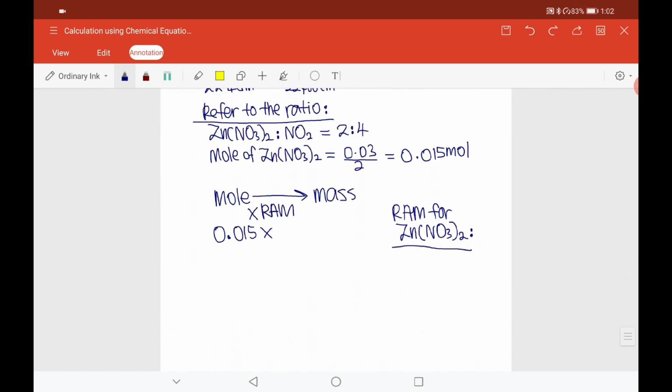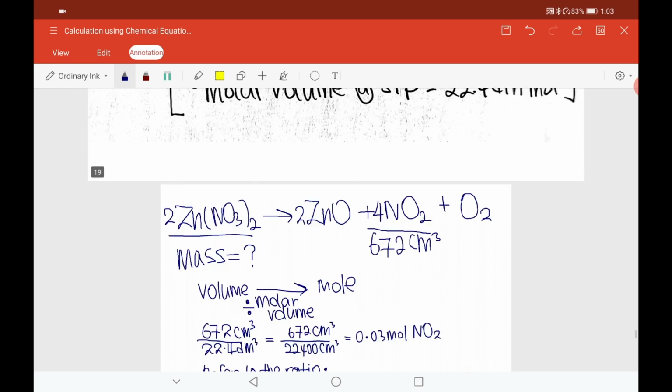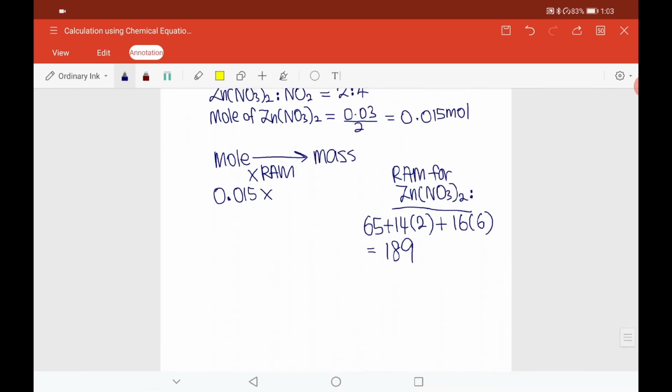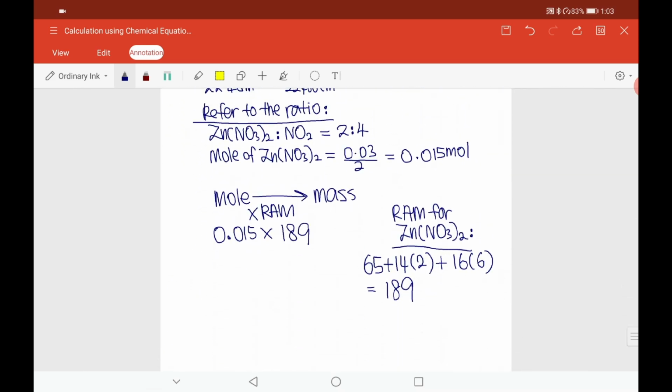Zinc is 65. Nitrogen is 14, and you have 2 of it. Oxygen, the RAM is 16, and you have 6 oxygen. So we just add everything together. We have all the values here. So we will get 189. So 189 is the RAM for the zinc nitrate. So we put 189 here.